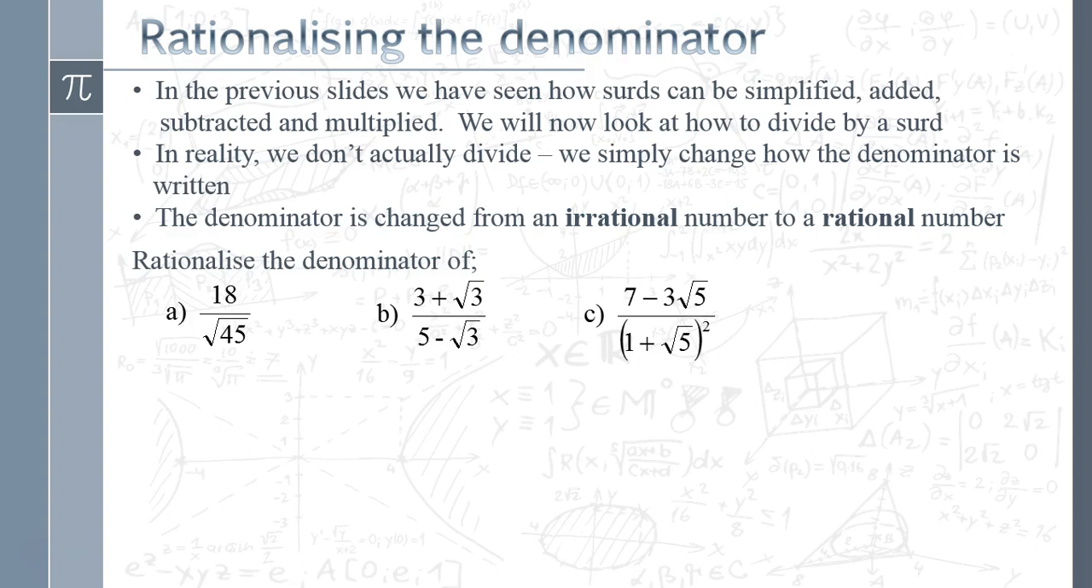So, three questions we're going to have a look at, each of them with slightly different issues. The first one, what I'm going to do is take 18 over root 45. Now that root 45, we can simplify a little bit first. So I'm going to write that as 3 root 5. And now in order to get rid of that root 5 on the bottom, I'm going to use a technique you've been familiar with since primary school, which is equivalent fractions. If you remember, the golden rule for finding an equivalent fraction is whatever you do to the top, you do to the bottom as well.